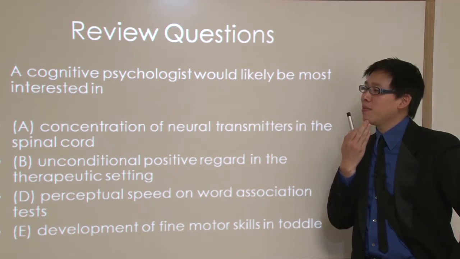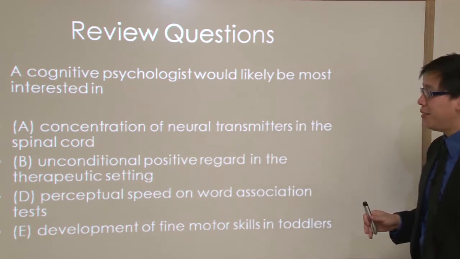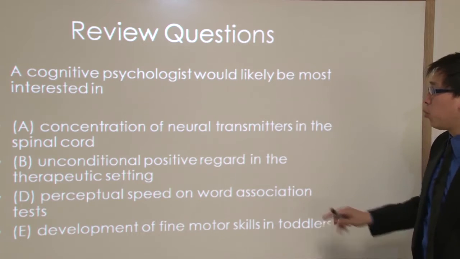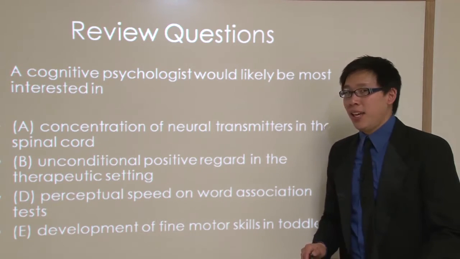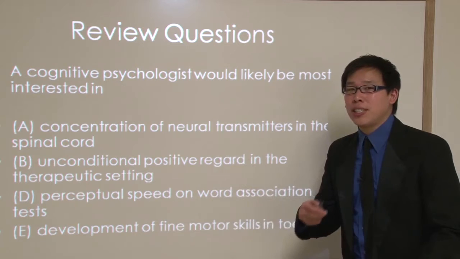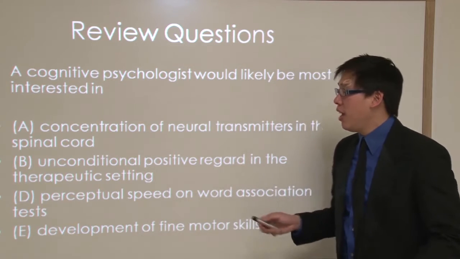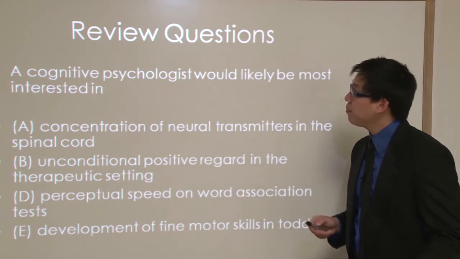Well, I hope you came up with the same answer I did, which is D, perceptual speed on word association tasks. Cognitive psychologists are interested in thinking and perception, and this exactly falls into that realm.